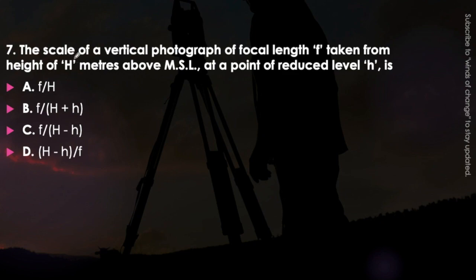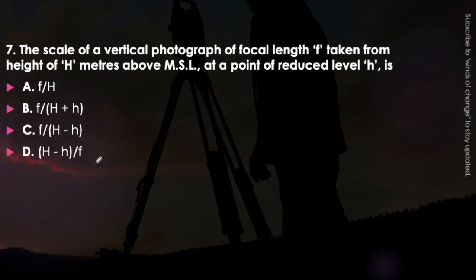Next question, the scale of a vertical photograph for focal length f taken from a height of H meter above MSL at a point of reduced level h is: f upon H, f upon capital H plus small h, f upon H minus h, or H minus h upon f. This is an easy question. You just have to memorize the formula for it.